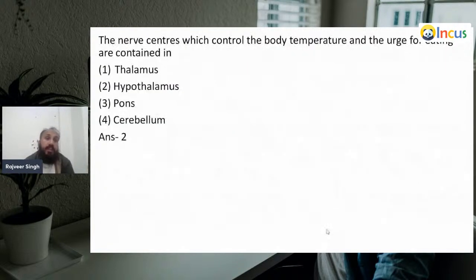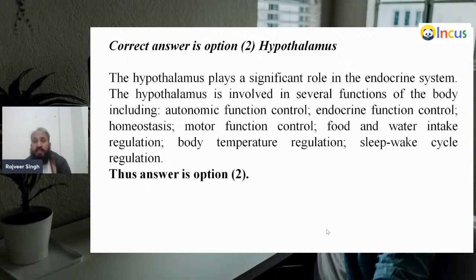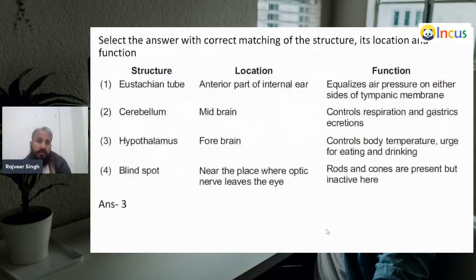So we choose the first option. Next question: the nervous centers which control the body temperature and the urge for eating are contained in thalamus, hypothalamus, pons, cerebellum. Answer will be hypothalamus, because the hypothalamus plays a significant role in the endocrine system, and is involved in several functions of the body, including autonomic function control, endocrine function control, homeostasis, motor function control, food and water intake regulation, body temperature regulation, sleep cycle regulation, etc. So that is why we choose hypothalamus.